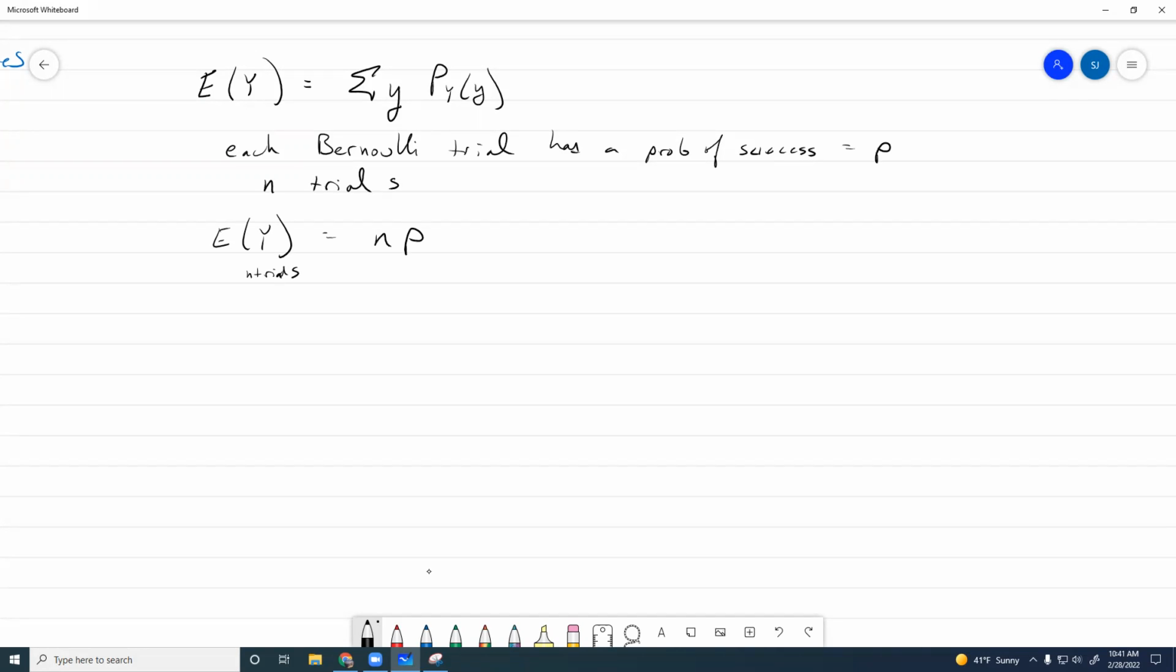So if we have 100 trials, the probability of success is 0.9. Then over 100 trials, the expected value of the number of successes over thousands of repeated experiments would be 100 times 0.9 or 90. And very similarly, the variance of y is related to the variance of the Bernoulli trial. And now we're just going to do n times p(1 minus p).